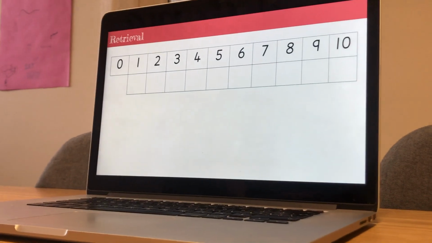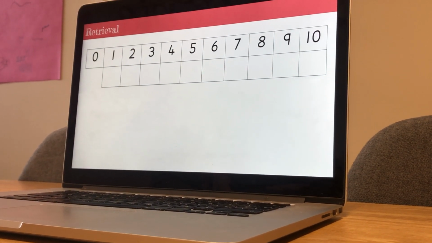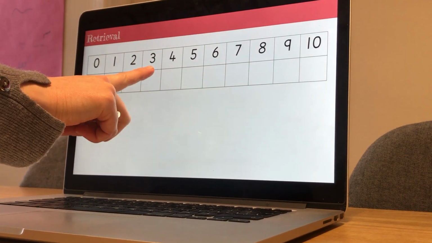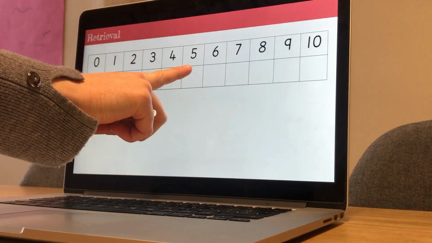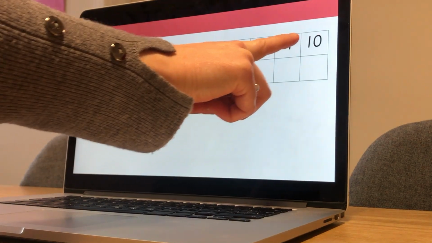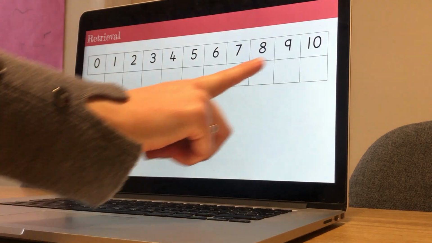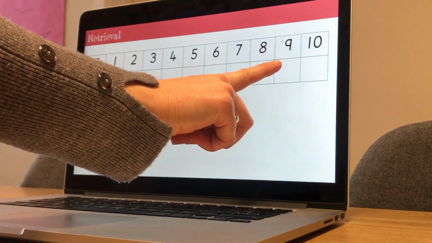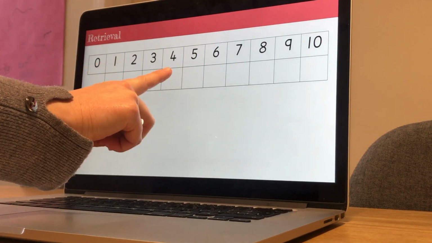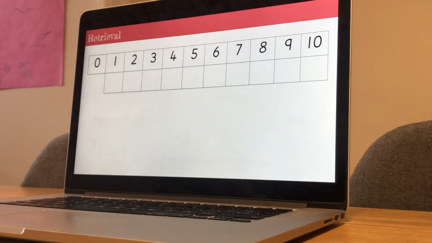For the next activity, we're going to practice reading up and down this number line. Let's try that together. 0, 1, 2, 3, 4, 5, 6, 7, 8, 9, 10. Let's see if we can count together backwards from 10. 10, 9, 8, 7, 6, 5, 4, 3, 2, 1, 0.